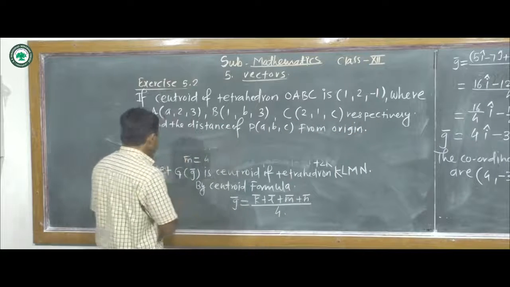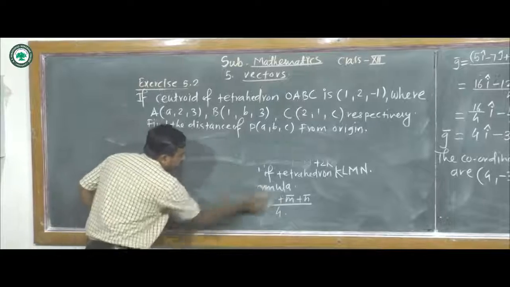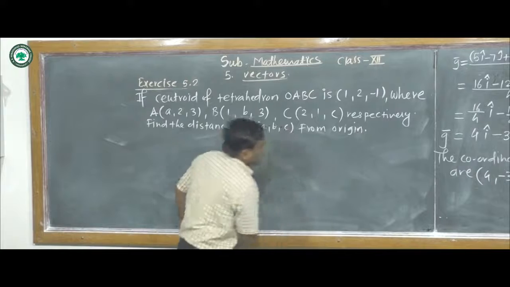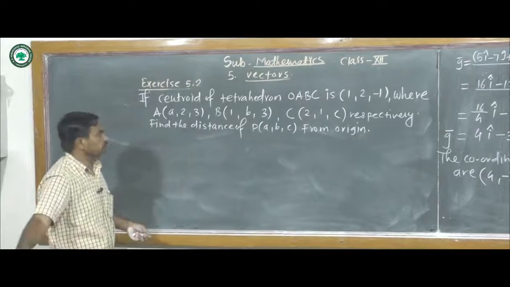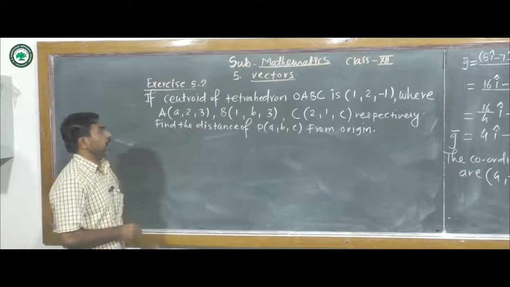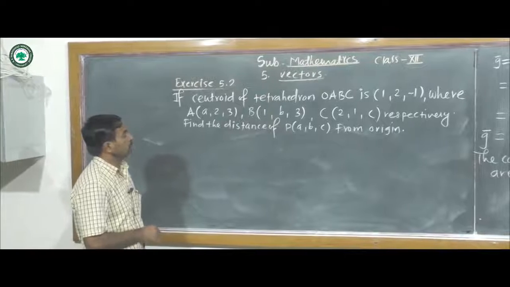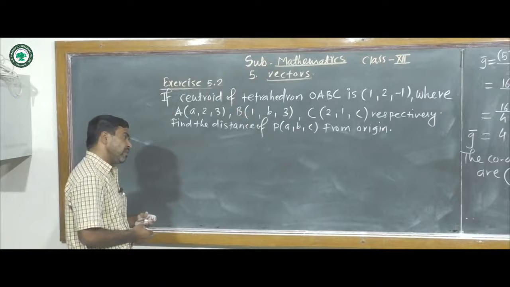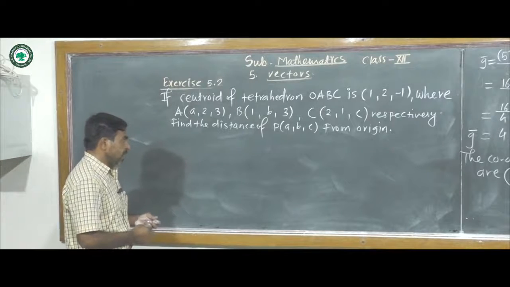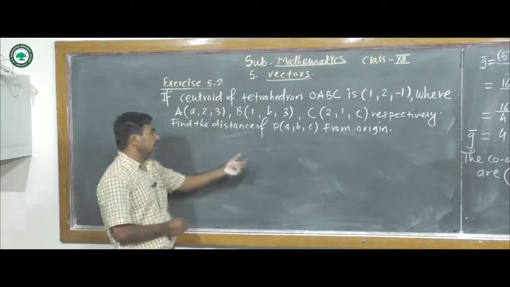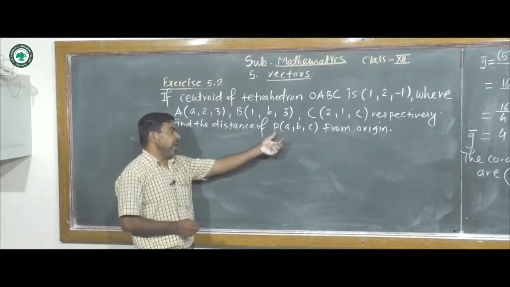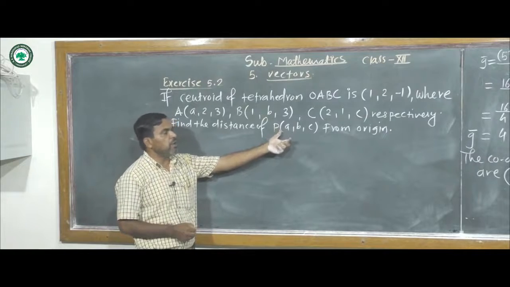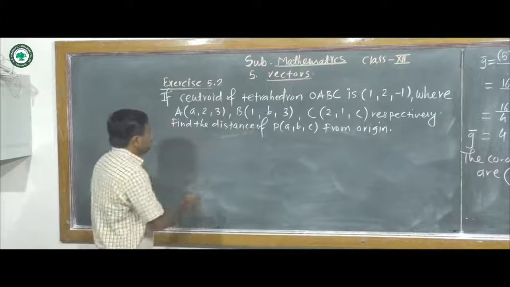Now see here, the tetrahedron is given. The vertices of tetrahedron are given to us. Centroid of tetrahedron is given. So with the help of centroid formula, first we have to find out the values of a, b, c. Once we get the values of a, b, c, we have the point P having coordinates a, b, c, and then find out the distance of this point P from origin. So, see here.